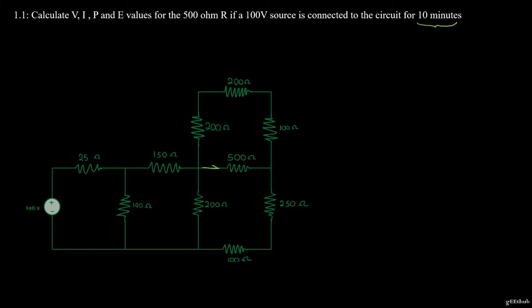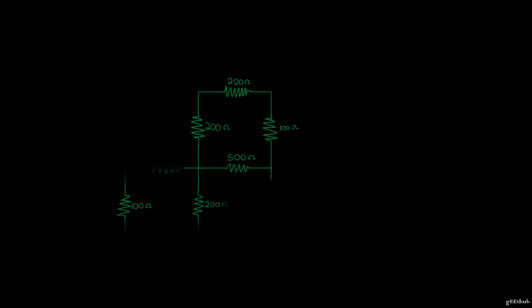For now, this is our 500 ohm resistor. We have no information about the current going through it or the voltage across it. But we do know that we have a 100 volt source over here. And our goal here is to calculate the voltage drop percentage of this 100 volt source across our 500 ohm resistor. So to do so, I will isolate the farthest point in our circuit, which is this part, and I will try to find an equivalent resistance for all these resistors.